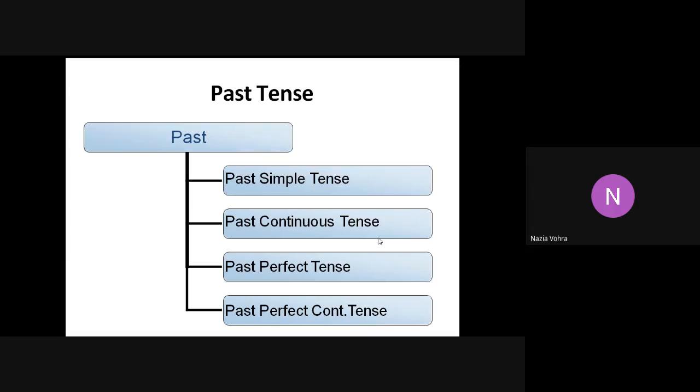Okay. So same way with past tense also. We have past simple tense, we have past continuous tense, we have past perfect tense, and we have past perfect continuous tense.